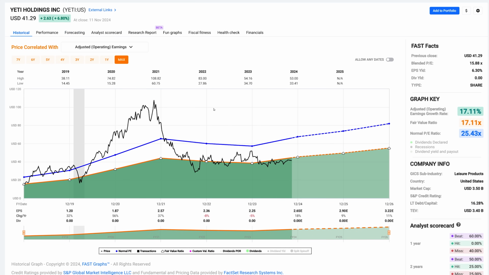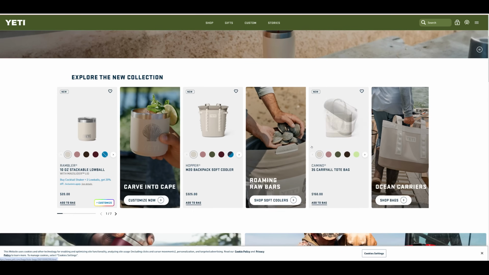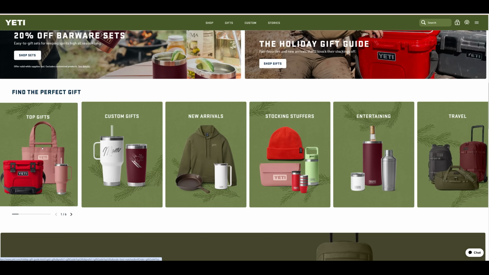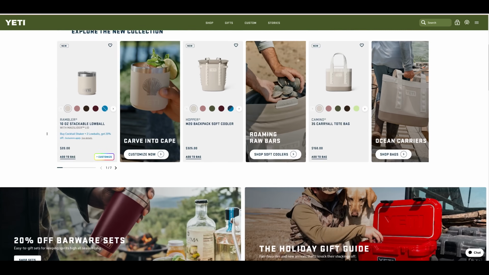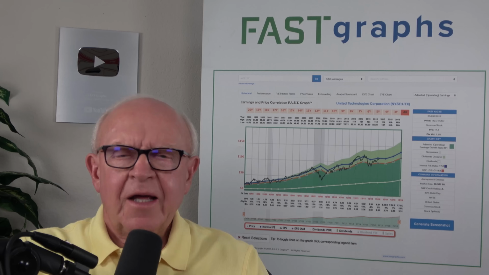I like this stock as a total return stock for especially younger investors that have some need for long-term growth. Again, it's Yeti. It's the coolers and cups and so on, bags. The company's well known for the cups they make. And so it's kind of an interesting little stock, and again, an interesting little small stock. Anyway, there you have it.